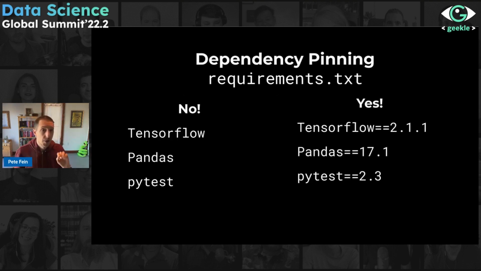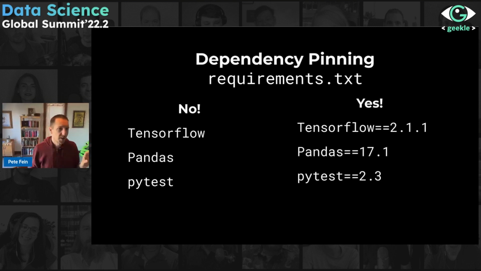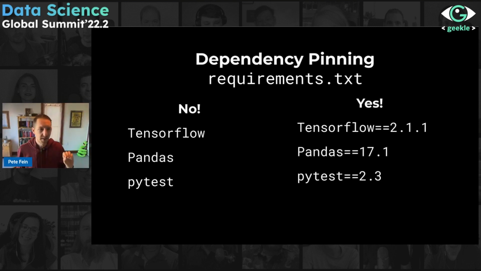The number one thing you can do to guarantee reproducibility in your software is dependency pinning. requirements.txt is your file listing all your Python dependencies. What I see a lot of people do is they just say install TensorFlow or install pandas. Really what you want to be saying is install a specific version of TensorFlow, or specifically pandas 17. The reasons for this are twofold.